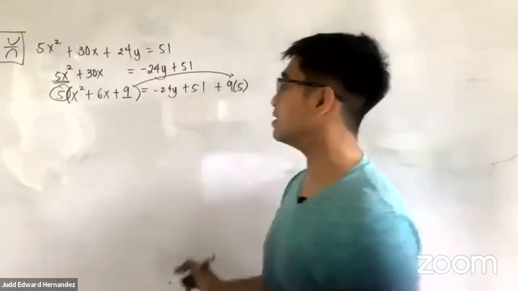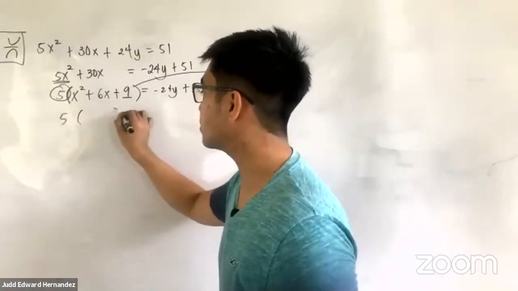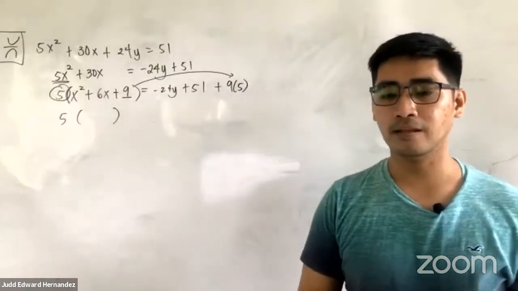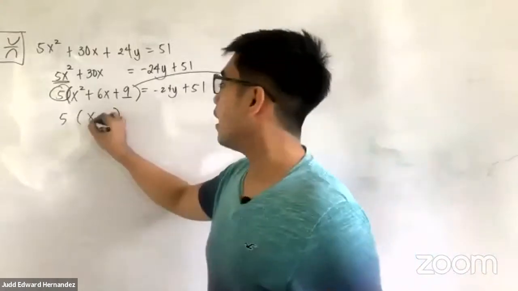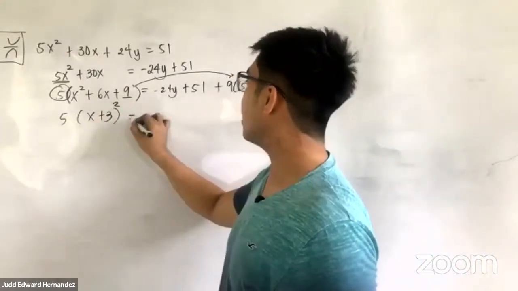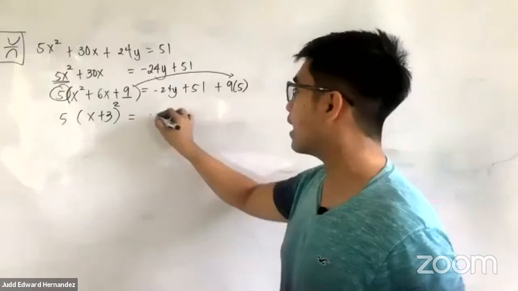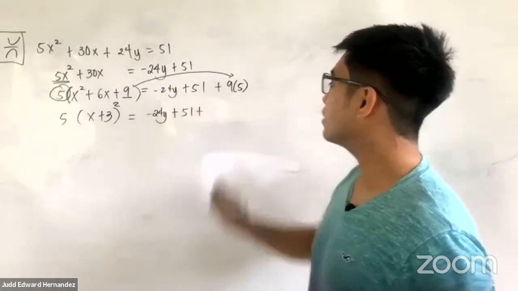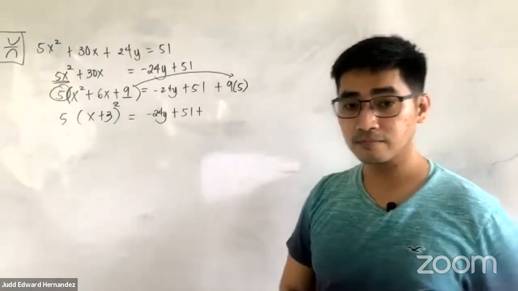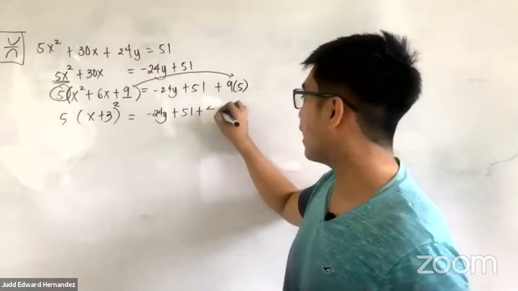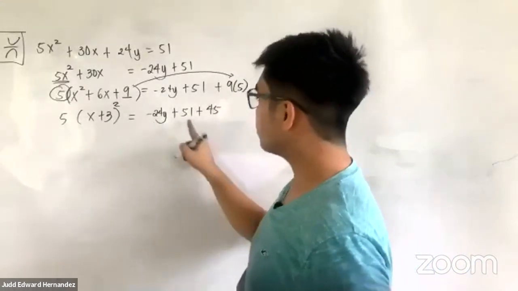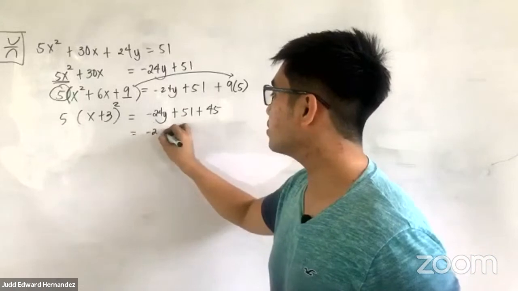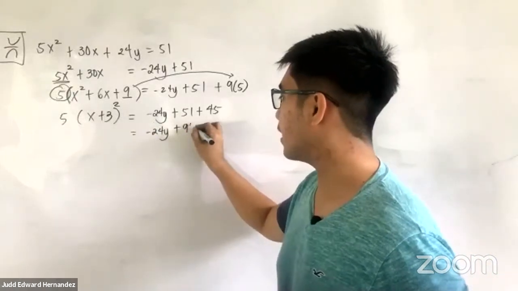Okay, so let's now proceed. Therefore, this becomes 5 times. What will be the factor of x squared plus 6x plus 9? X plus 3 quantity squared po. X plus 3 quantity squared is now equal to, dito naman tayo sa right side, negative 24y plus 51. What is 9 times 5? 45 po. Okay? So, what is 51 plus 45? 96 po. This becomes negative 24y plus 96.